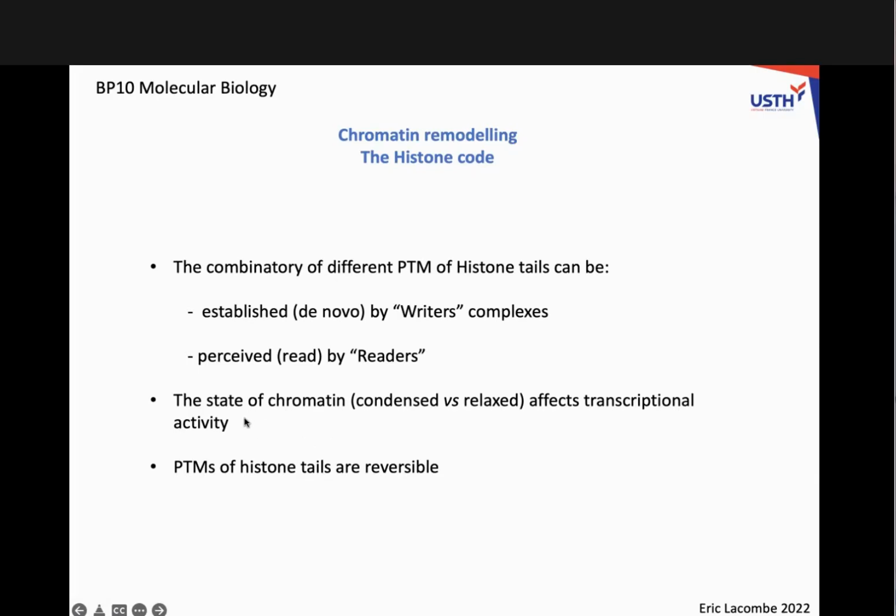Then what was observed, we come back to that. And these post-translational modifications, as we just talked about, are reversible. If we take back the example of phosphorylation, you can have a kinase that is going to add a phosphate on the protein, and you've got the phosphatase that is going to remove it. So this is a reversible process, and it is very interesting.